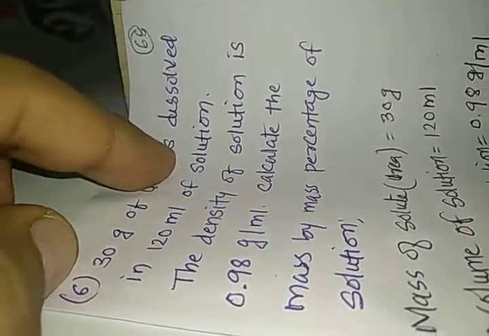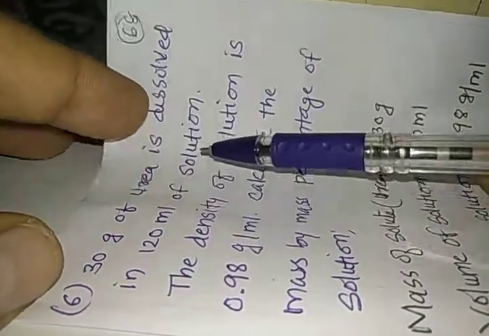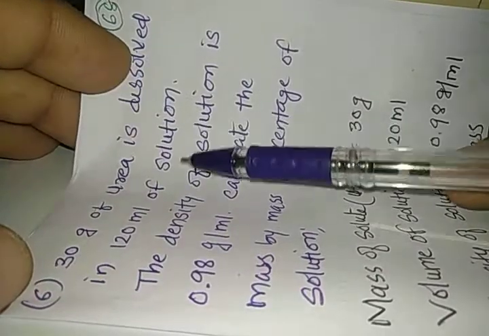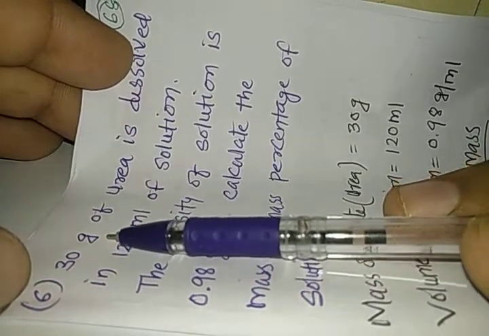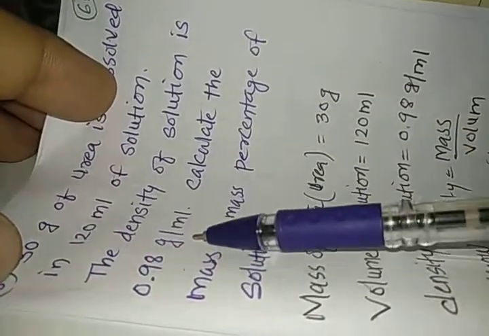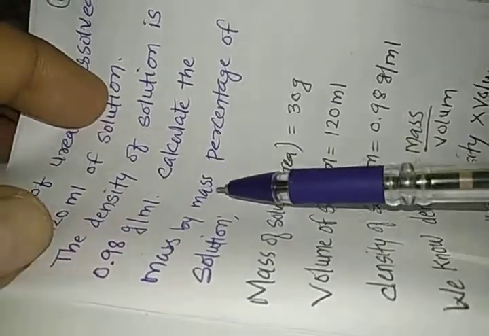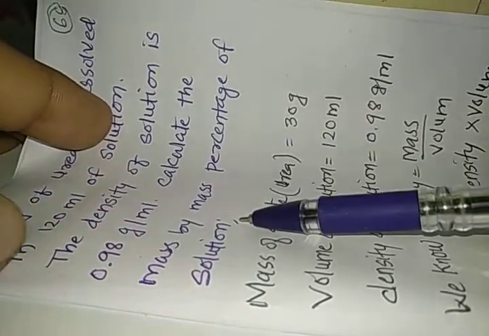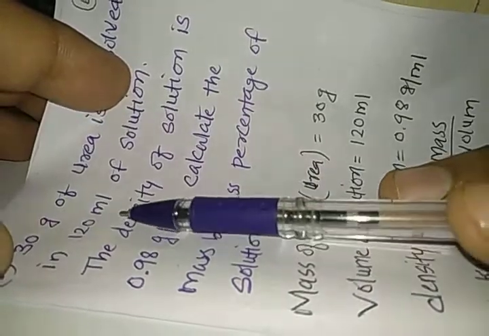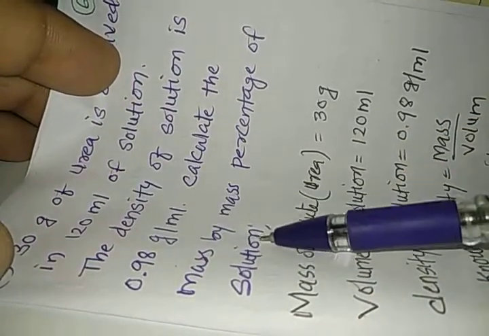Now we have the next question, that is the sixth question for us. Let us read and solve this question. 30 gram of urea is dissolved in 120 ml of solution. Here we are given the mass of solute and volume of solution. The density of solution is 0.98 gram per ml. Here also we are given the density. Calculate the mass by mass percentage of solution. See, here they have given the volume of solution, and they asked us to calculate the mass by mass percentage.